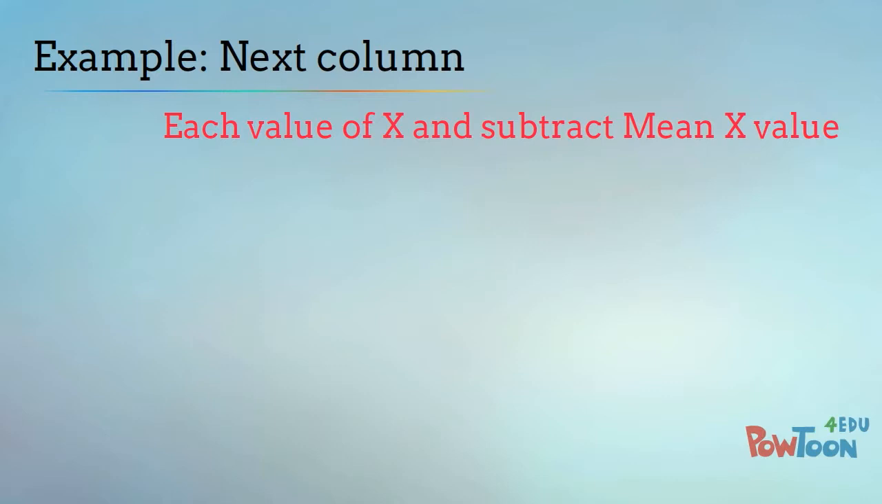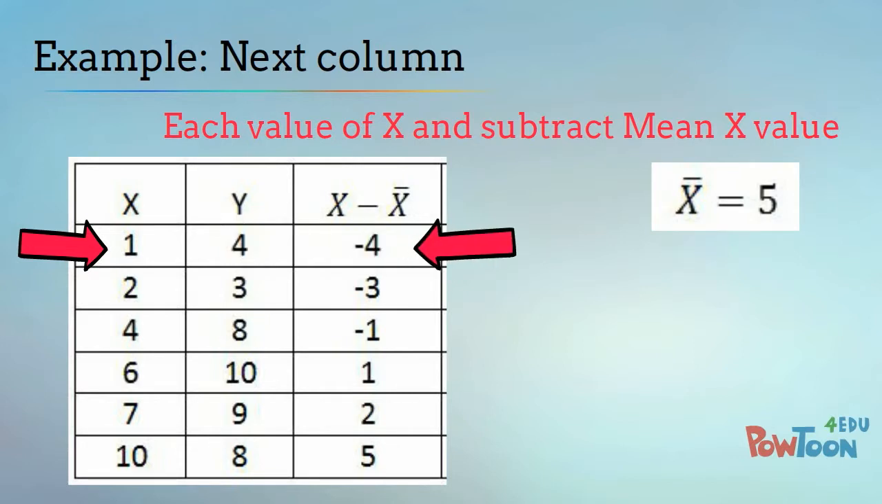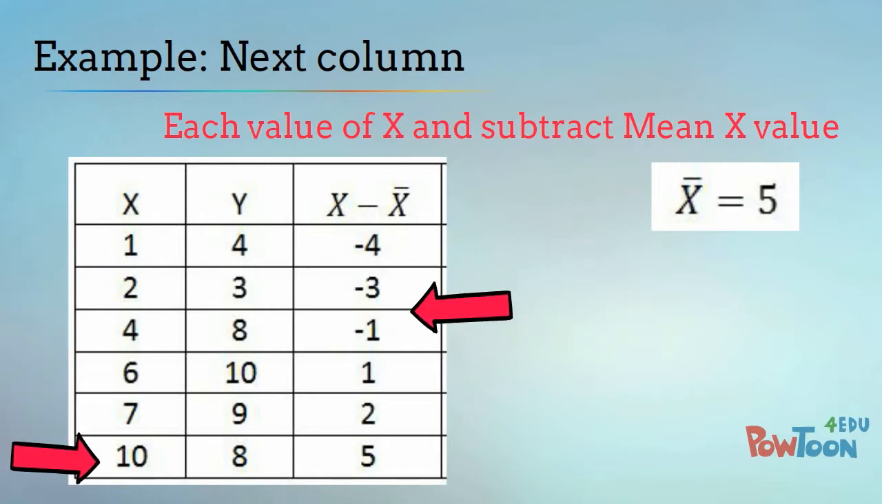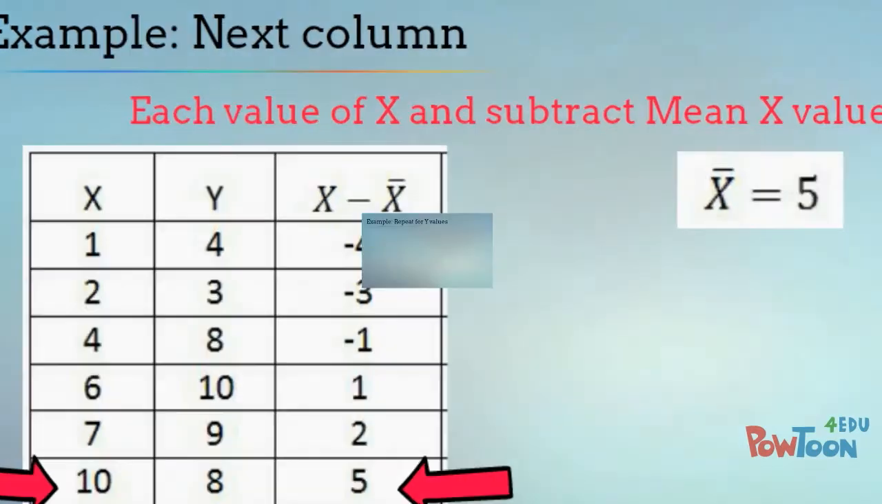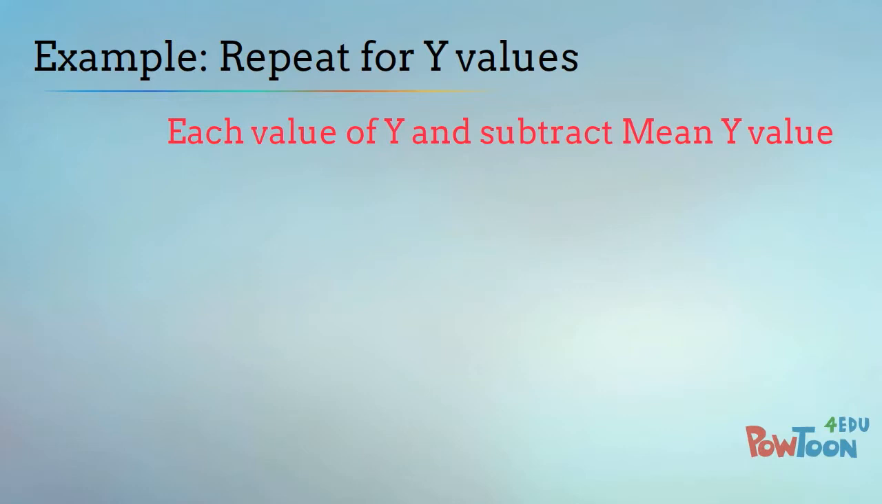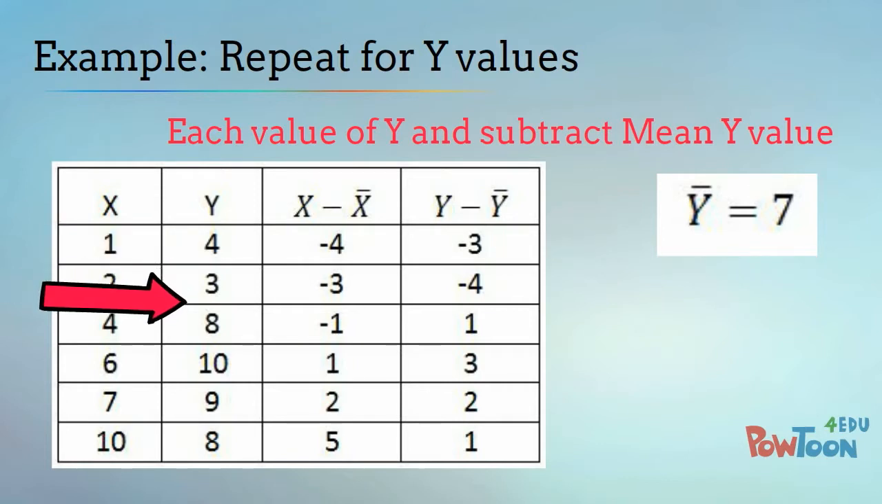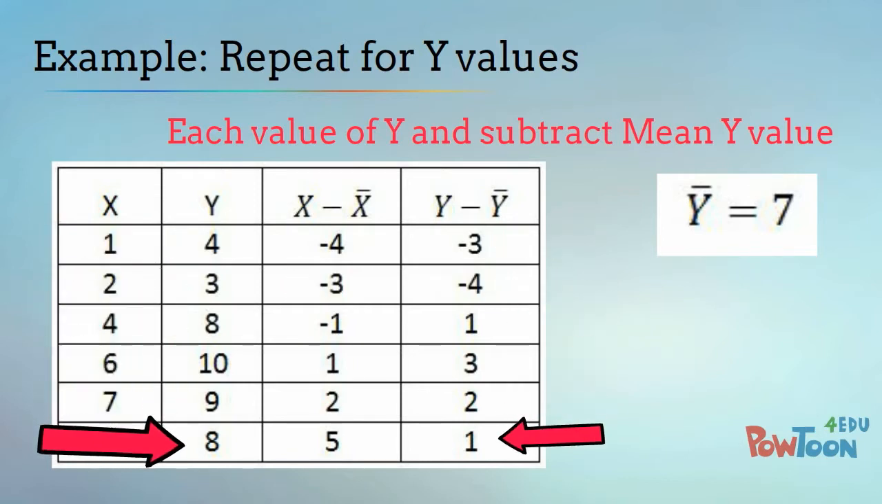In the next column, we take each value of x and subtract the mean of the x values. For example, the first x is 1. The x bar is 5, so 1 minus 5 is negative 4. Similarly, we can take each of the remaining x values and subtract 5 from each. Those values would be put in a column. We repeat this process for the y values and place those in the next column. For example, the first y value is 4, and the mean of the y values is 7. So 4 minus 7 is negative 3. Similarly, we can do the other y values, subtracting the mean from each.